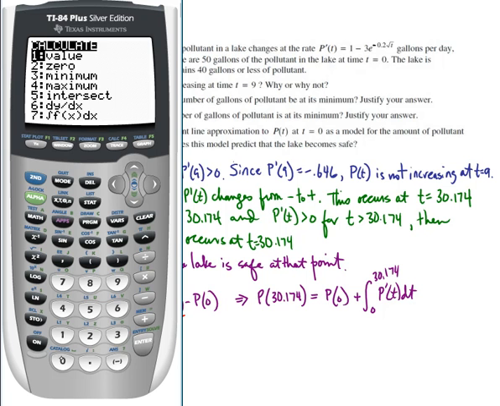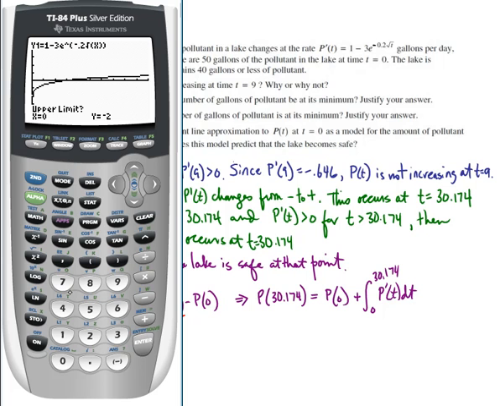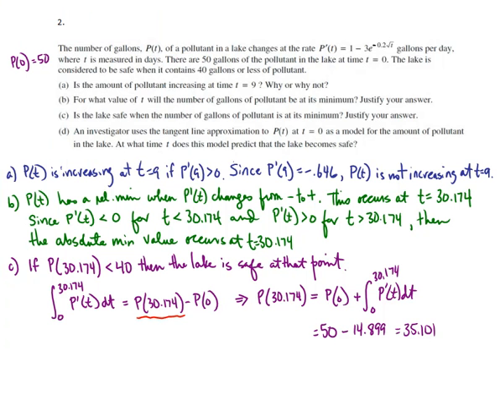Second, calc, integral option 7, from 0 to 30.174, and we get a value of negative 14.899. And so you can see from that it is going to definitely come out to be less than 40. The actual amount at that point is 35.101. So I'm going to put the calculator away and finish the explanation. And I simply conclude that the lake is safe at t = 30.174.